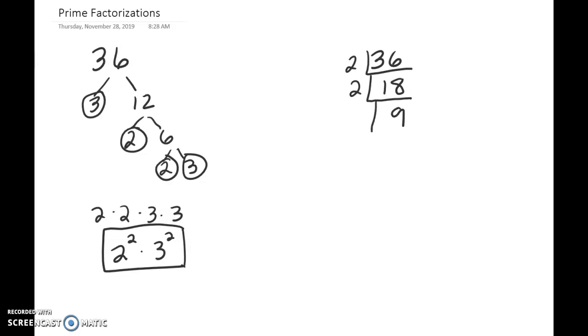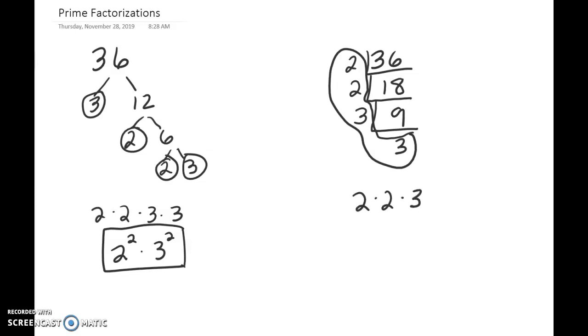Does 3 go into 9? Yes. 3 goes into 9 3 times. We know 3 is prime, and so we're done finding the prime factorization. Sometimes this is called the sausage method. I've heard that before. I don't know if it looks like a sausage. But we get the same prime factors, 2 times 2 times 3 times 3.